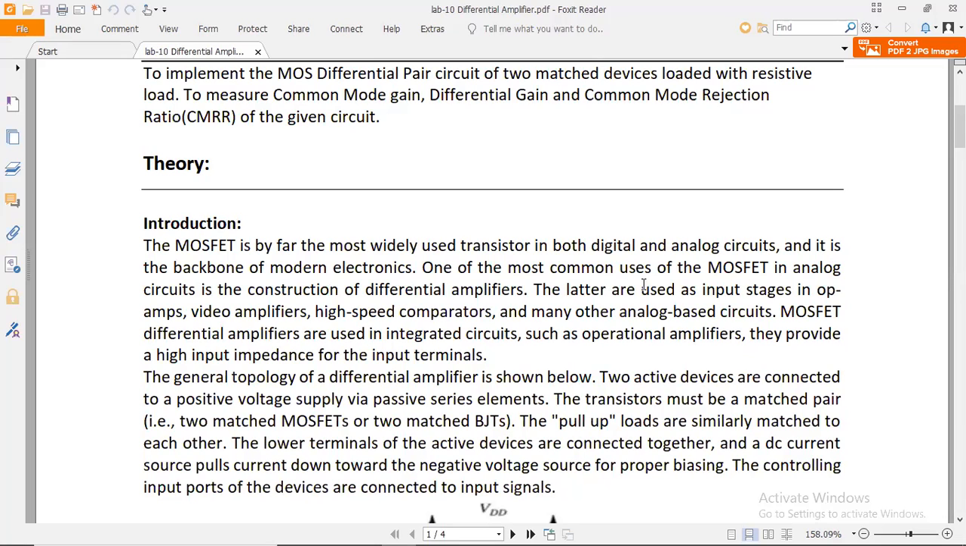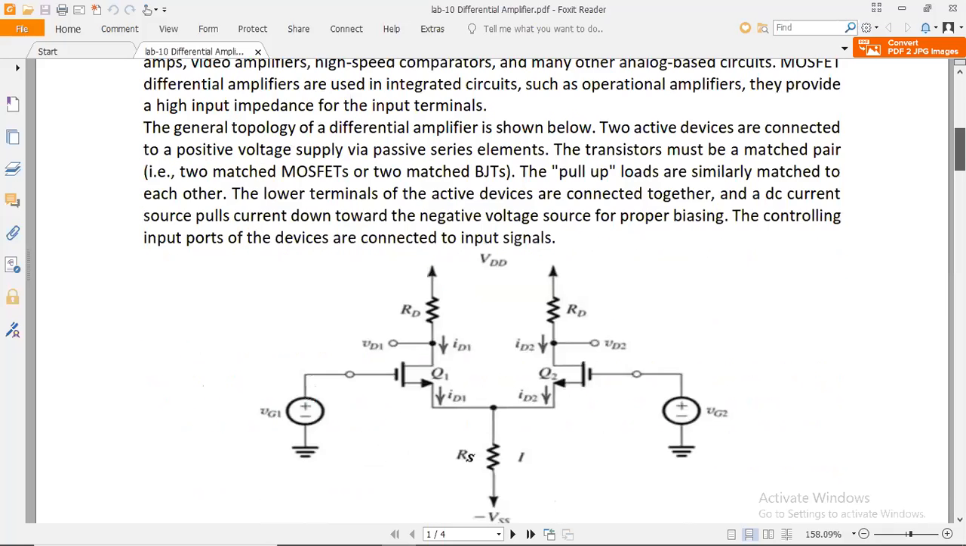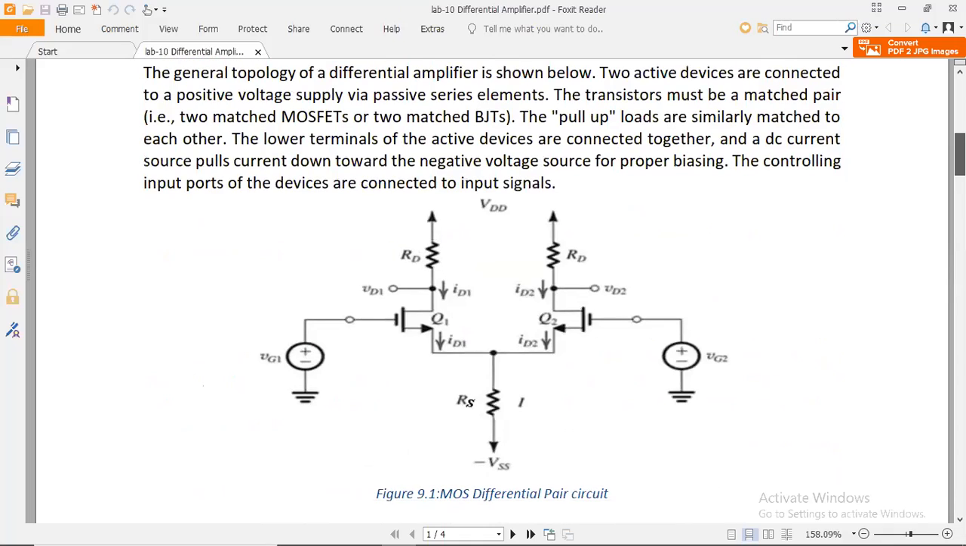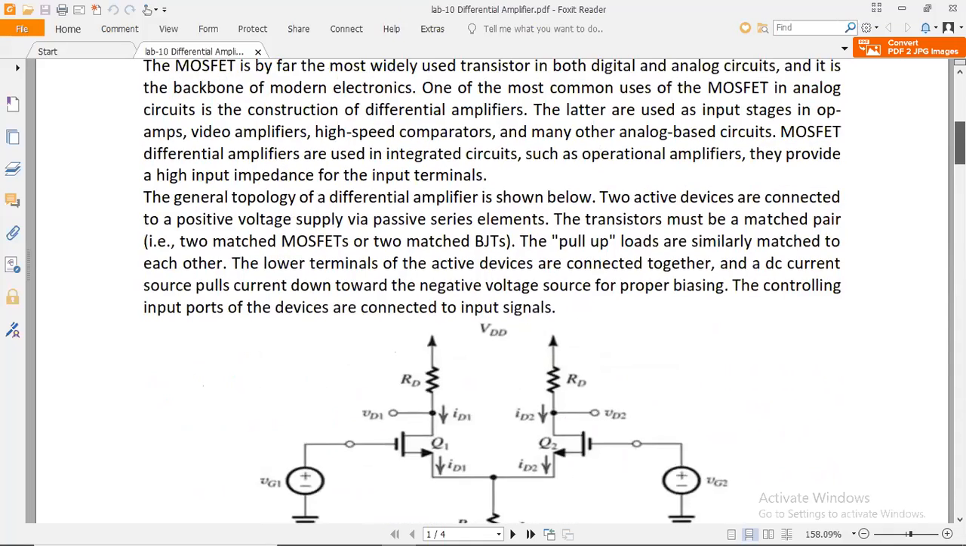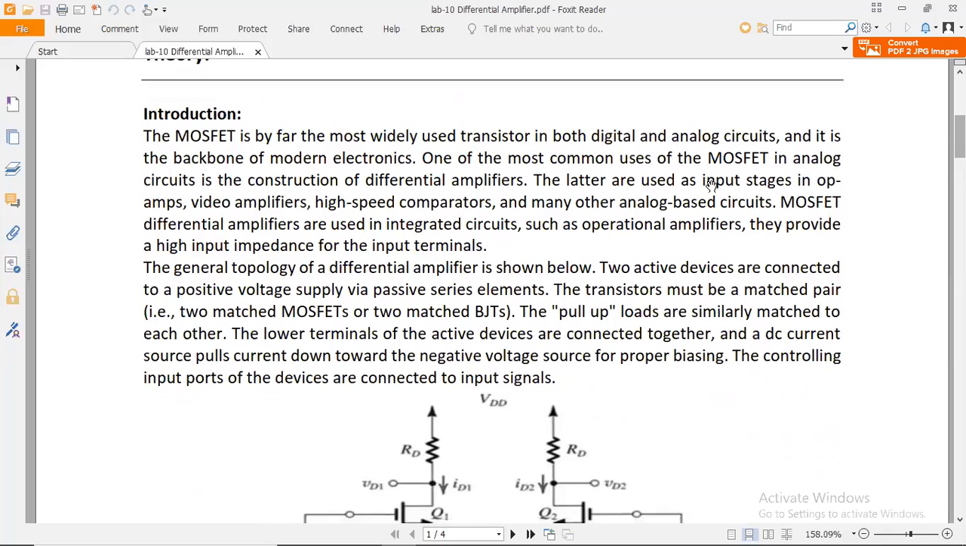One of the most common uses of MOSFET in analog circuits is the construction of differential amplifiers. How do we make a differential amplifier? We can discuss this in this figure, but before that, we have to discuss the theory.